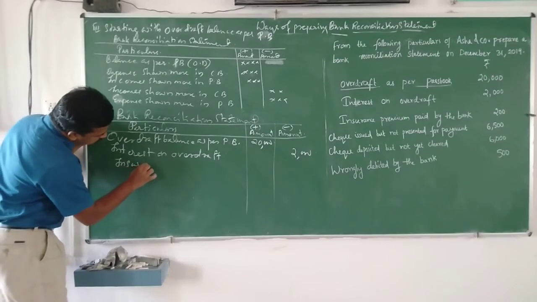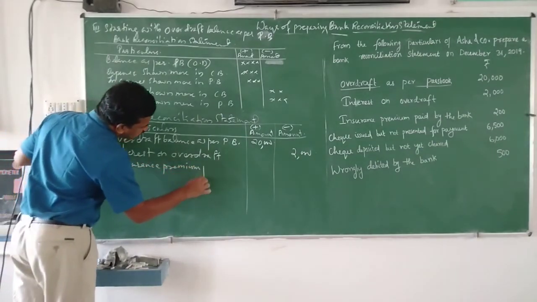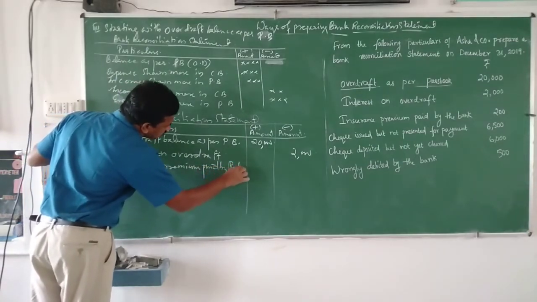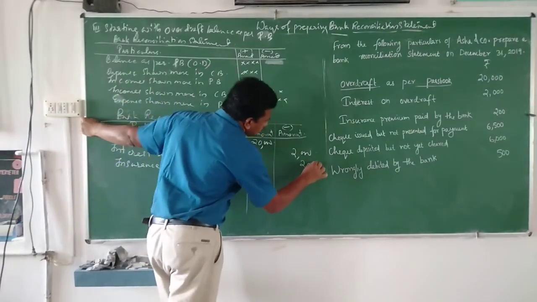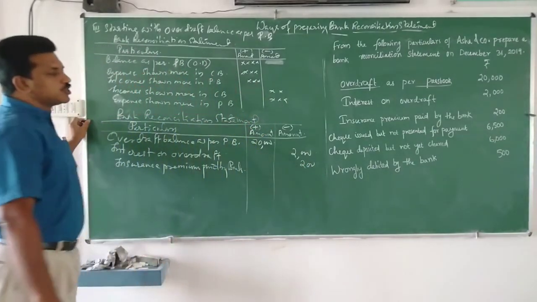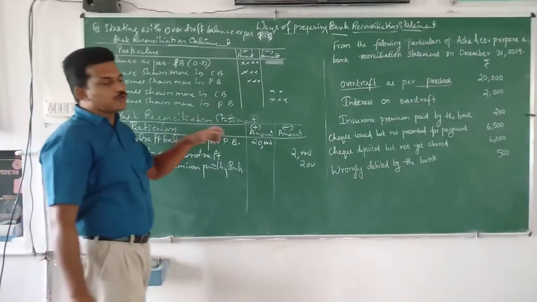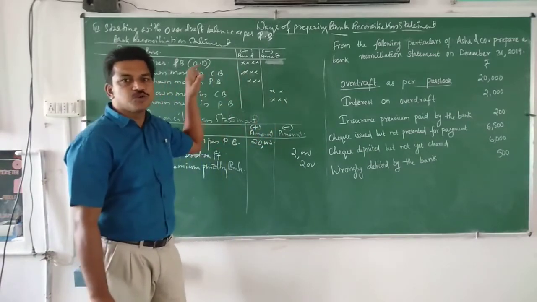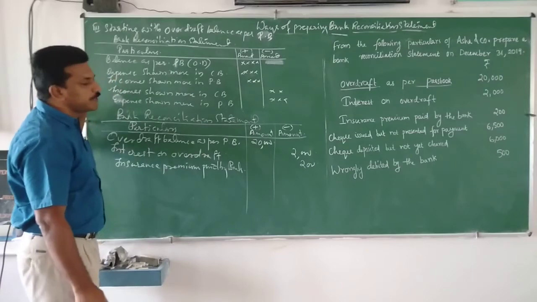Insurance premium paid by bank. How much? 200 rupees. Then cheque issued but not presented for payment. That means expense. Cheque issued means expense shown in cash book. So expense shown in cash book can be added.